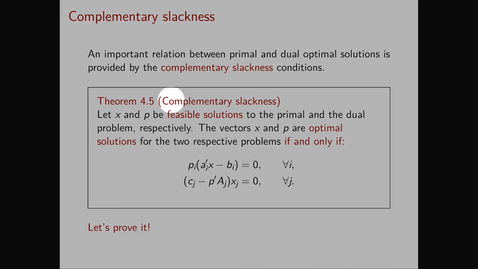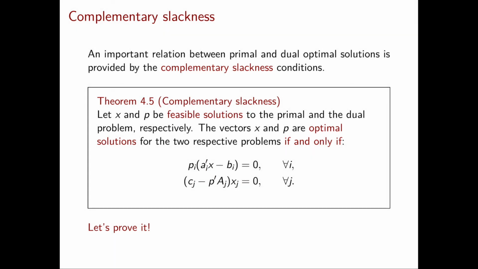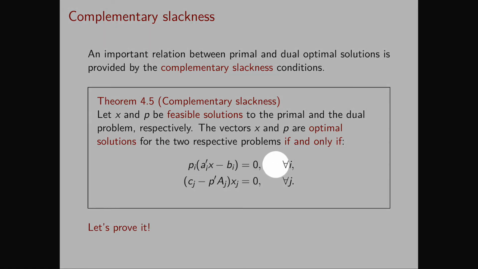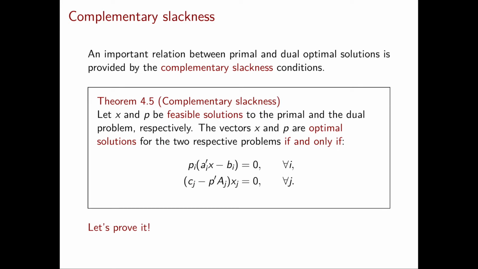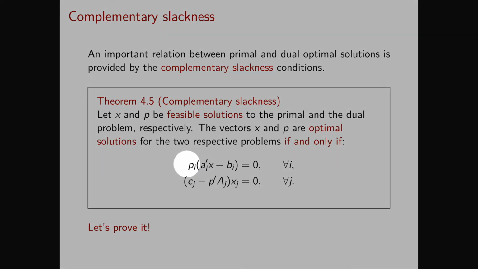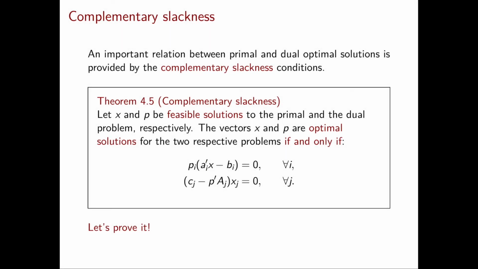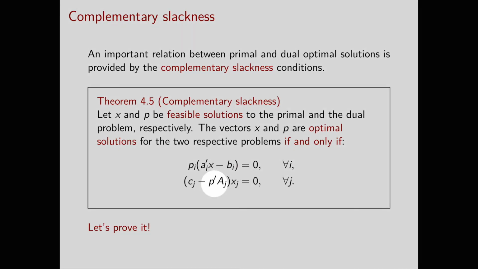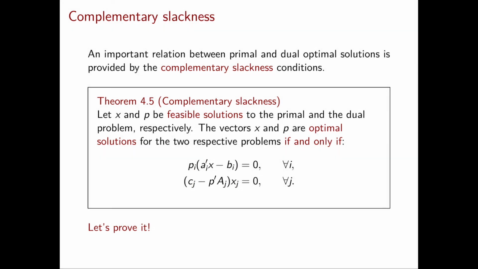Let's immediately see the statement of the complementary slackness theorem. Let x and p be feasible solutions to the primal and the dual problem respectively. Then the vectors x and p are also optimal if and only if these conditions hold. These conditions are called the complementary slackness conditions, and they say that for every dual variable, the product between this variable and the slack of the corresponding primal constraint is equal to 0. The second condition says that for every primal variable xj, the product of this variable with the slack of the corresponding dual constraint is equal to 0.